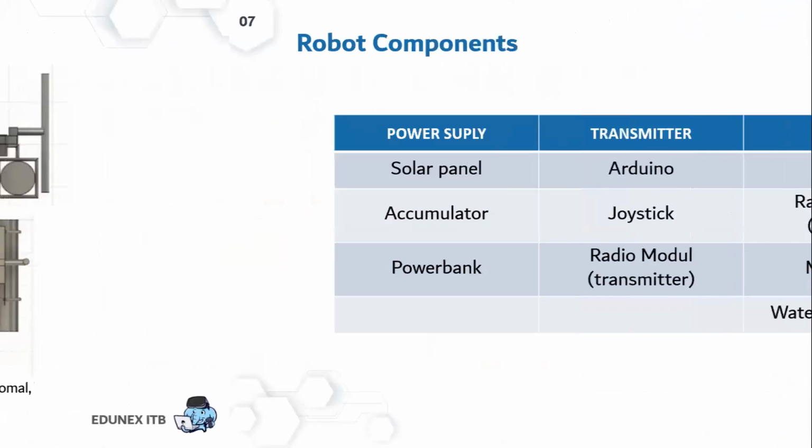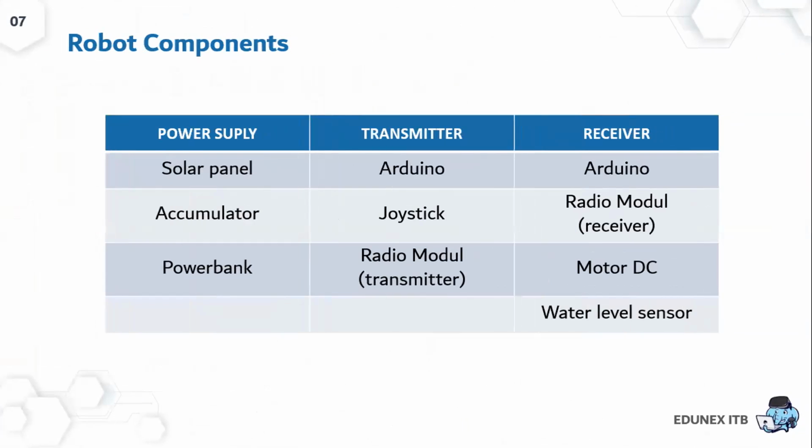And then on the next slide, we have the components of the robot. There are 3 major sections that build the robot. The first section is the power supply, consisting of solar panels and accumulators to turn on the robot to work in the middle of the river. And then there is a power bank to turn on the remote control.